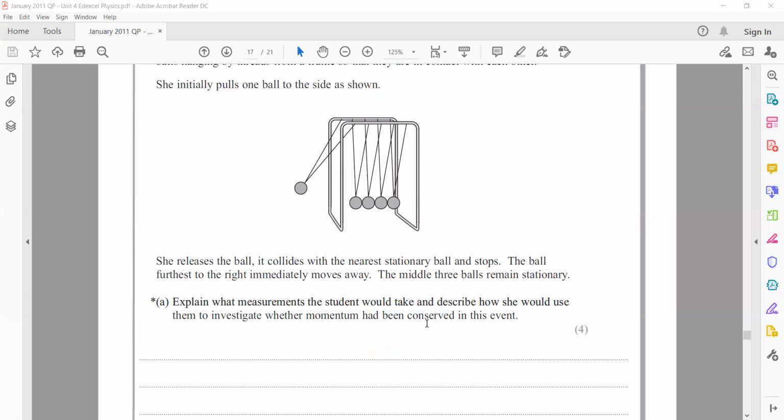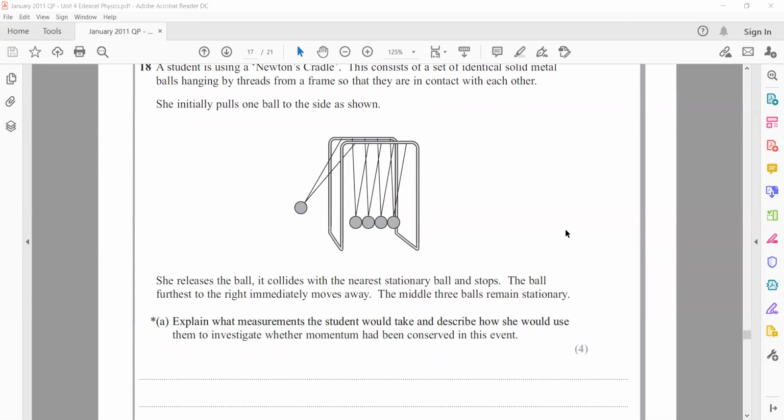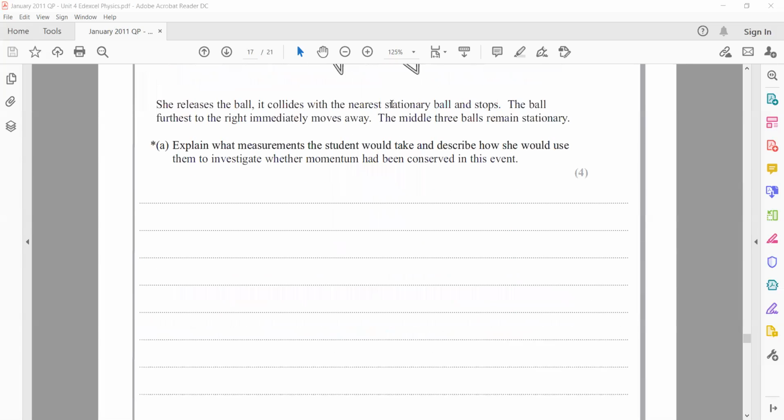Is it clear? This is a 4 marks question. So 1 mark is for mentioning measure distance, time. Second mark is for mentioning calculate the speed. Third mark, measure the speed before the impact. Then fourth mark, measure the speed after the impact. If the speeds are the same, then it shows that the momentum is conserved.